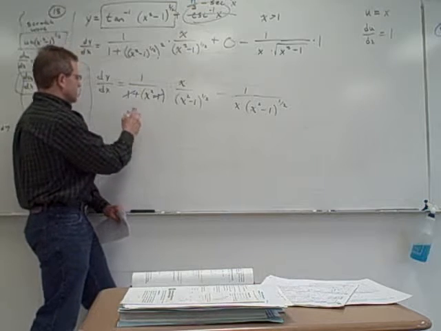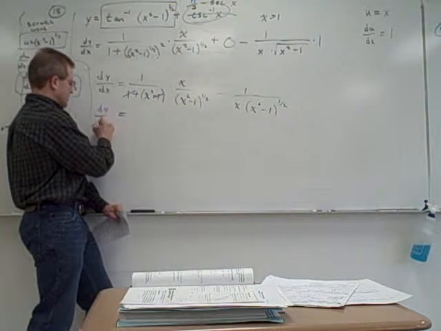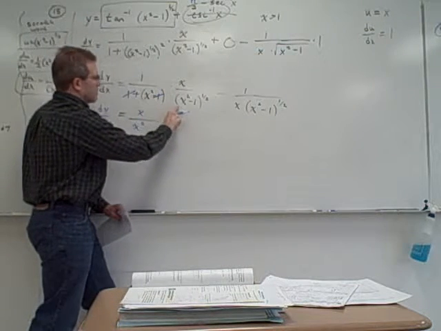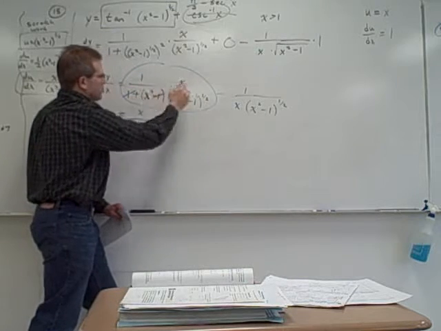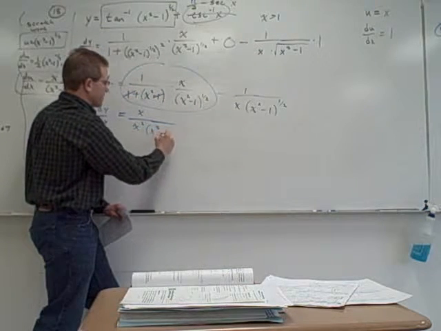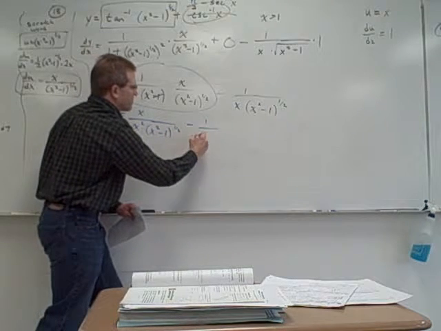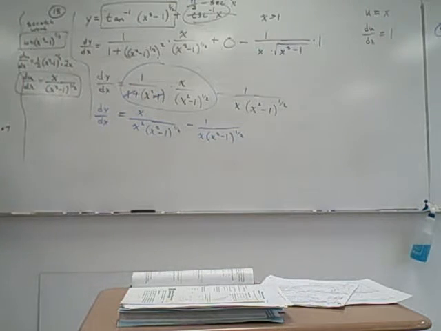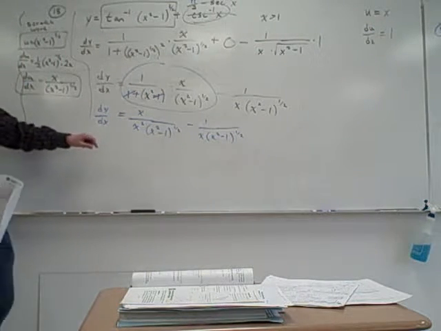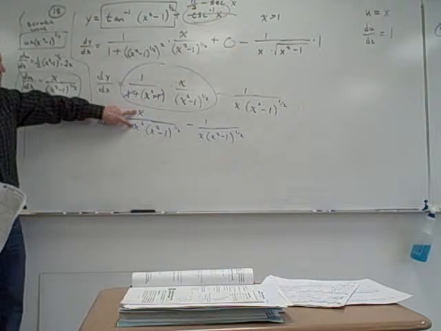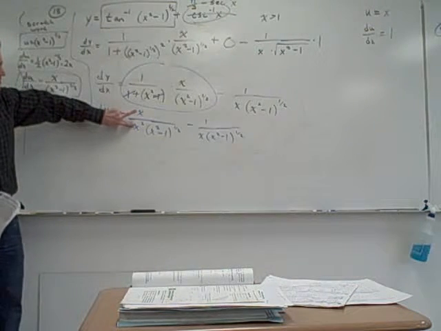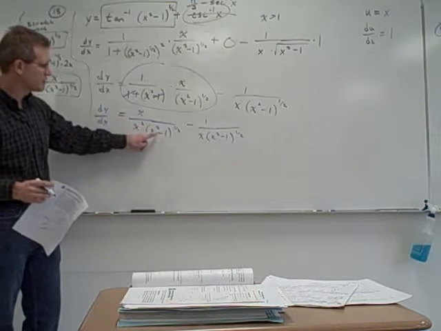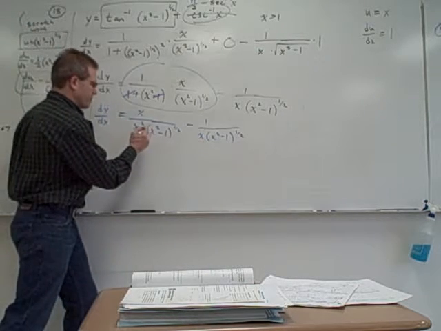And so basically here I have dy over dx equals 1 times x, which is x, over x squared times, I'm just combining this all into one fraction, just multiplying straight across, over x squared minus 1 to the half, minus 1 over x times x squared minus 1 to the half. Yeah, this x could cancel with one of these x's. I couldn't cancel these x's because of the minus, but I could cancel here because this is multiplication.